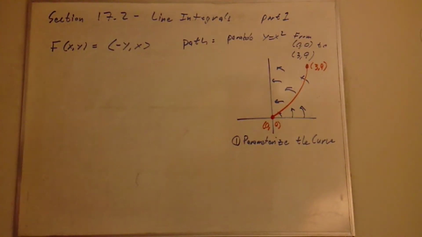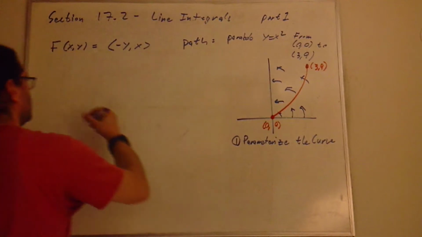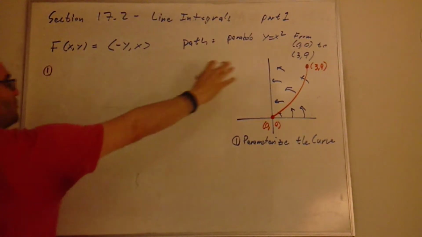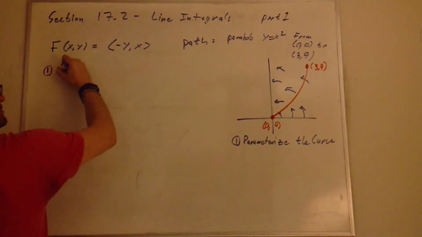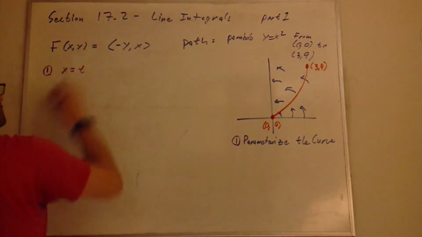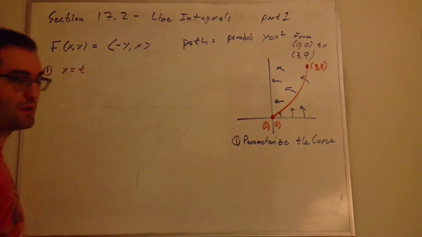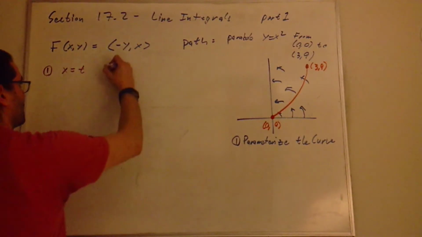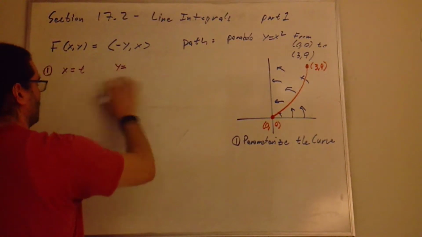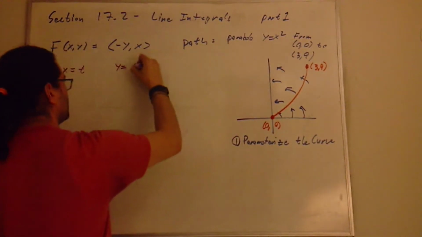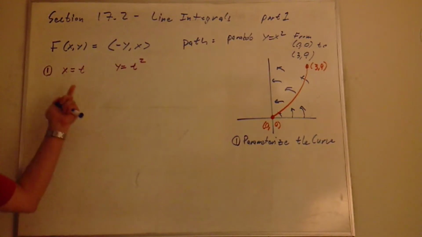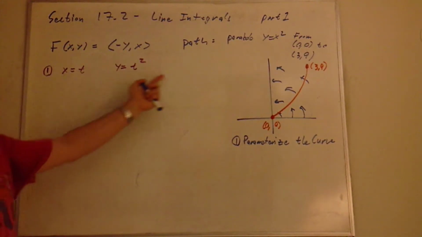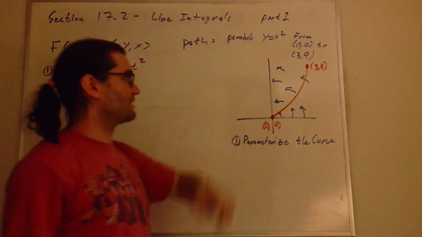The super duper easy way to parameterize this is to say whatever this variable is, you say that it equals t. So we're going to say x equals t. This is the first part of my parameterization. And we're going to say if x is t, then y is t squared. There you go. This is our parameterization of the parabola y equals x squared.